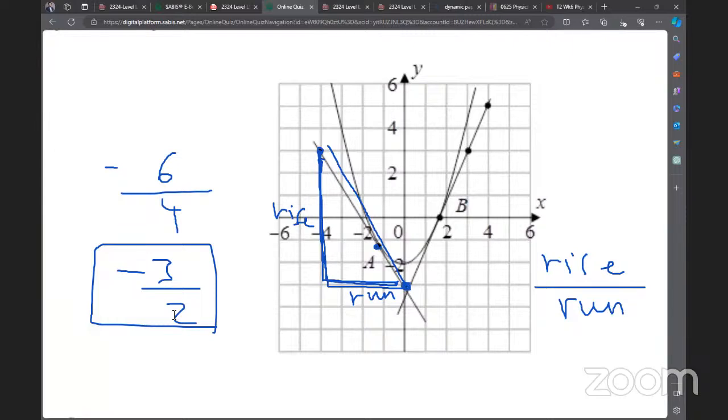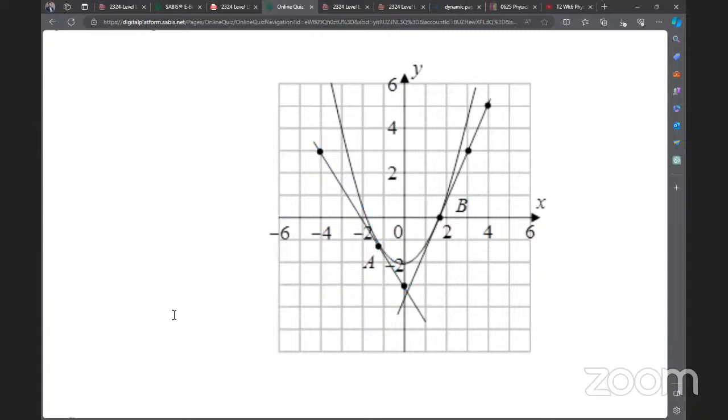The other points are not integers, not x integers or y integers. So that's why he helped us by putting 2 points on the line. Okay, next question.